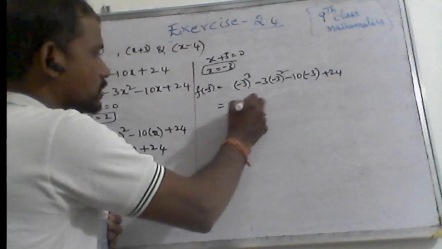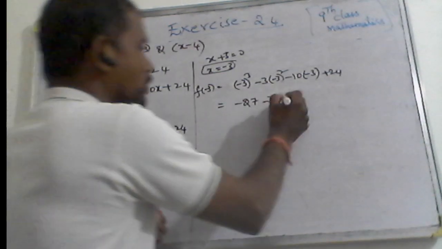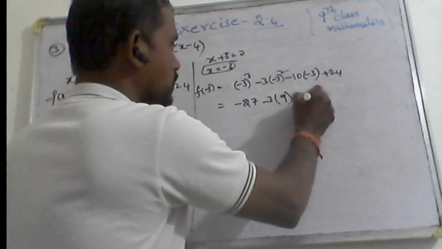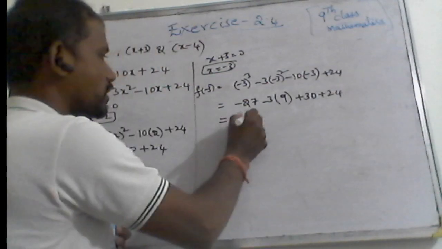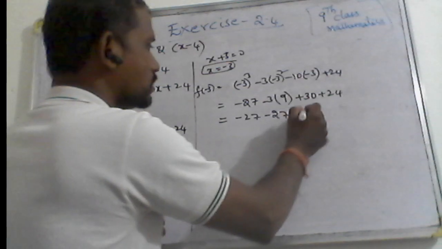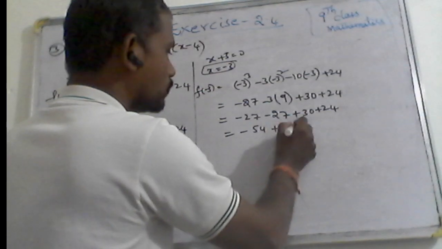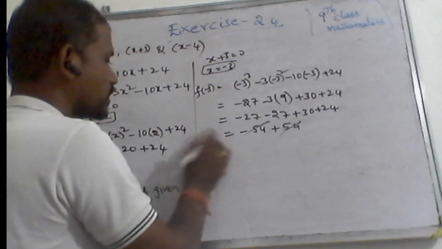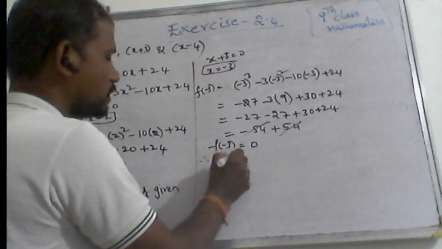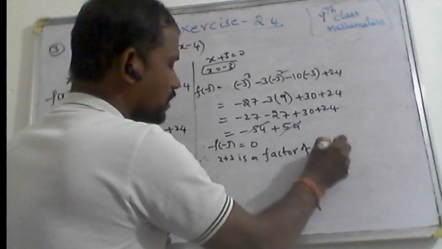So (minus 3) whole cube is minus 27, minus 3 of (minus 3) whole square, which is 9, so minus 3 nines are minus 27, plus 30 plus 24. So minus 27 minus 27 plus 30 plus 24. Minus 54 plus 54 get cancelled. So f of minus 3 equal to 0. Therefore, x plus 3 is a factor of the given polynomial.